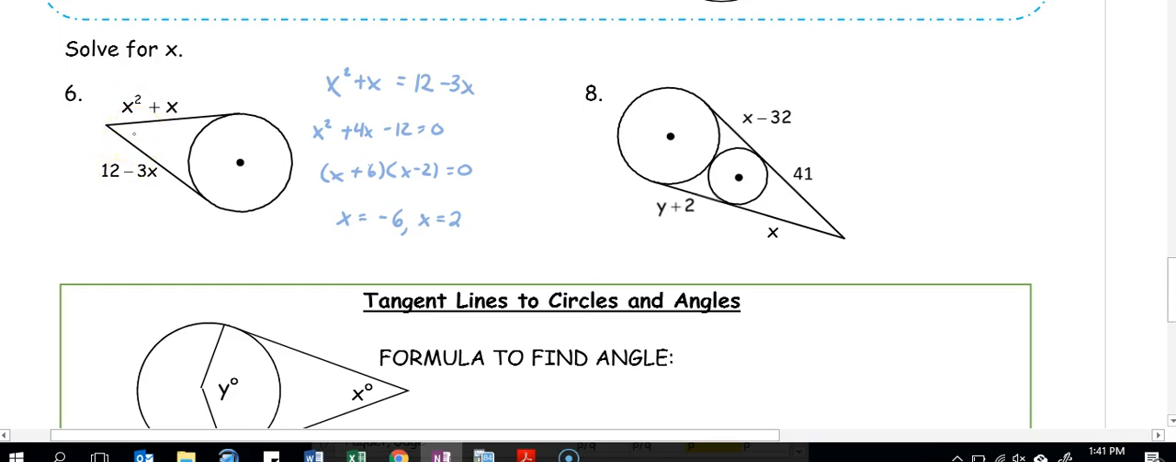In number 8, these two pieces would be congruent, so x is 41. Once we know x is 41, 41 minus 32 is 9. These two pieces with the y and the 9 are also congruent, so we have y plus 2 equals 9, so y would be 7.